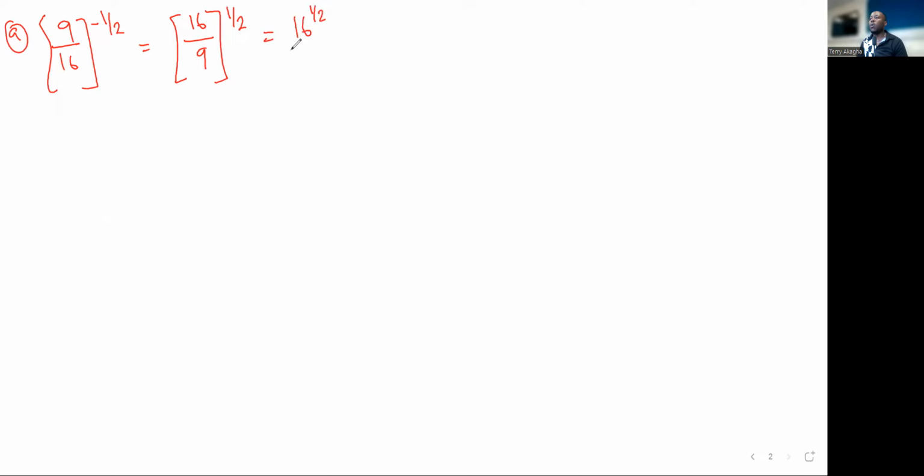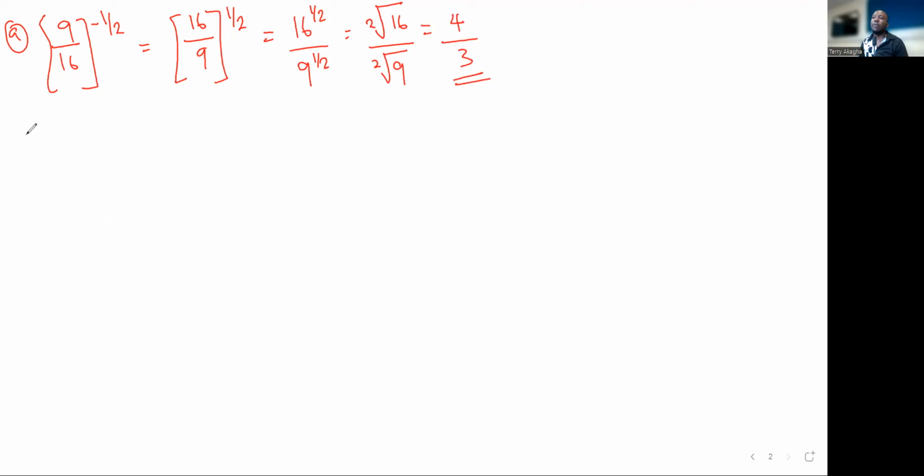So let's look at this now. Let's assume we have this question: 9 over 16, all raised to the power minus 1 over 2. Like I said, to remove the negative power, we're going to flip it. So it's going to be 16 over 9 raised to the power 1 over 2. Then that's going to give us 16 to the power 1 over 2 over 9 to the power 1 over 2. Then we're going to find the square root of 16 divided by the square root of 9.